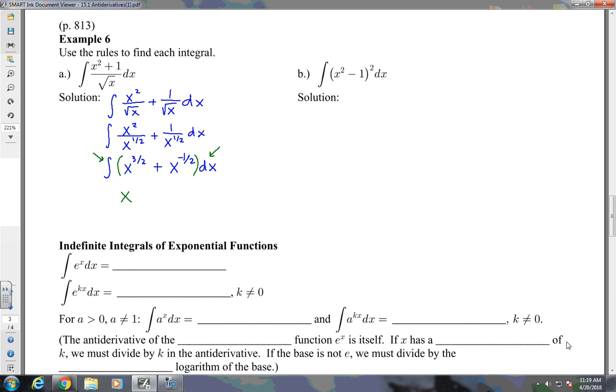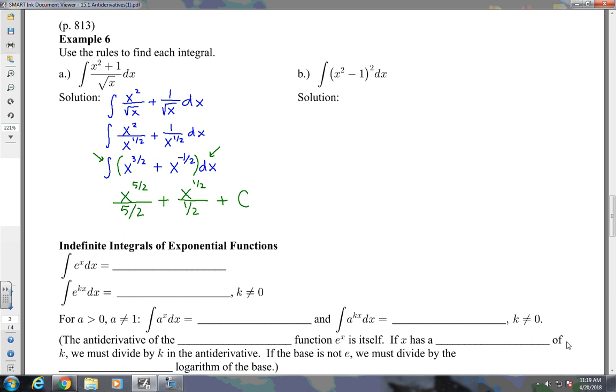So I'm going to take 3/2 and I'm going to add 1 to it. 3/2 plus 2/2 gives me 5/2, and I'm going to divide by that same number. We'll do the same thing with our second term. Negative 1/2 plus 1 is negative 1/2 plus 2/2. We get x to the 1/2 and we divide by 1/2. Now, as you've learned previously, anytime we find an indefinite integral, we always include the possibility of having an arbitrary constant out there. Because remember, if I check by differentiation, the derivative of a constant is 0. So we're always going to account for the possibility that there is a c out there.